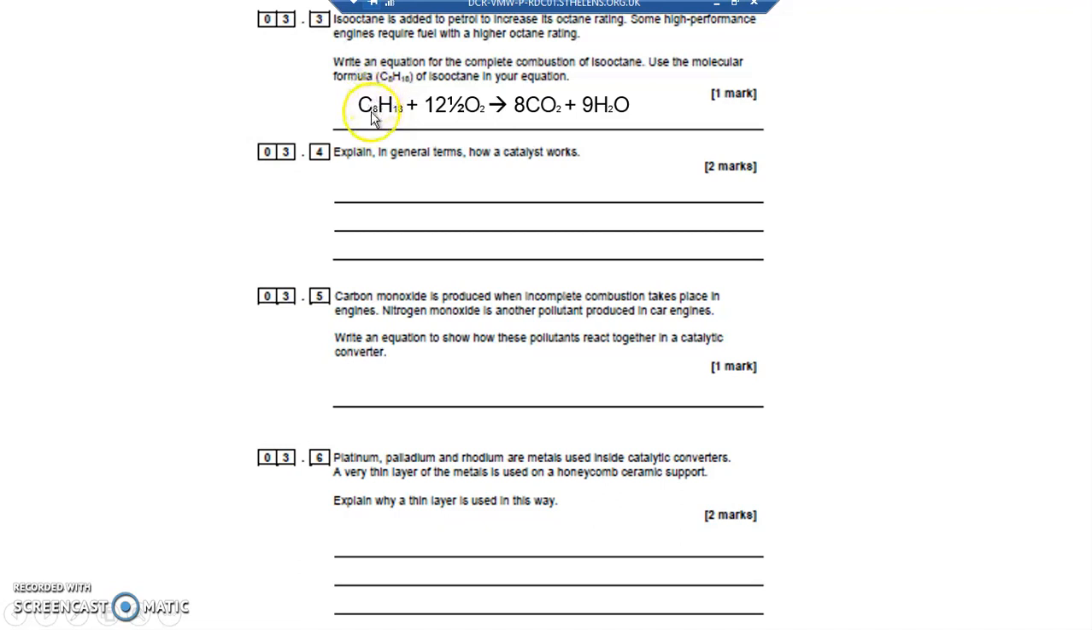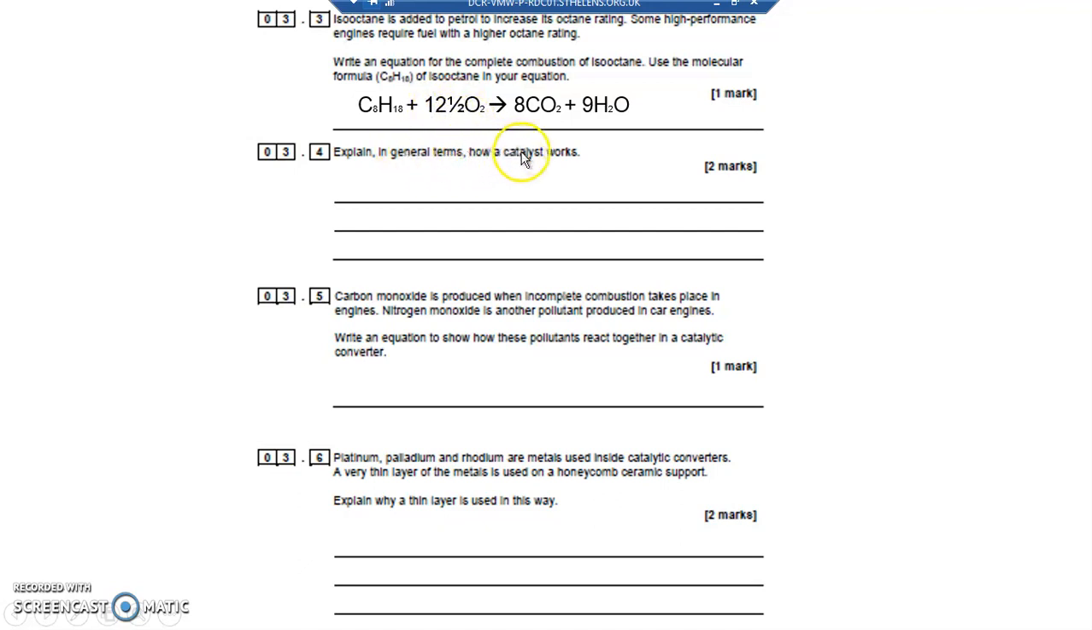To balance this, the C's end up in the CO2s, so 8 C's must end up with 8 CO2s. The 18 H's, well, the only place where the H's can go is into the water, H2O, 9 2's are 18. Then you add this up: 8 2's are 16, add 9 is 25, so what number multiplied by 2 equals 25? 12.5, 12.5.